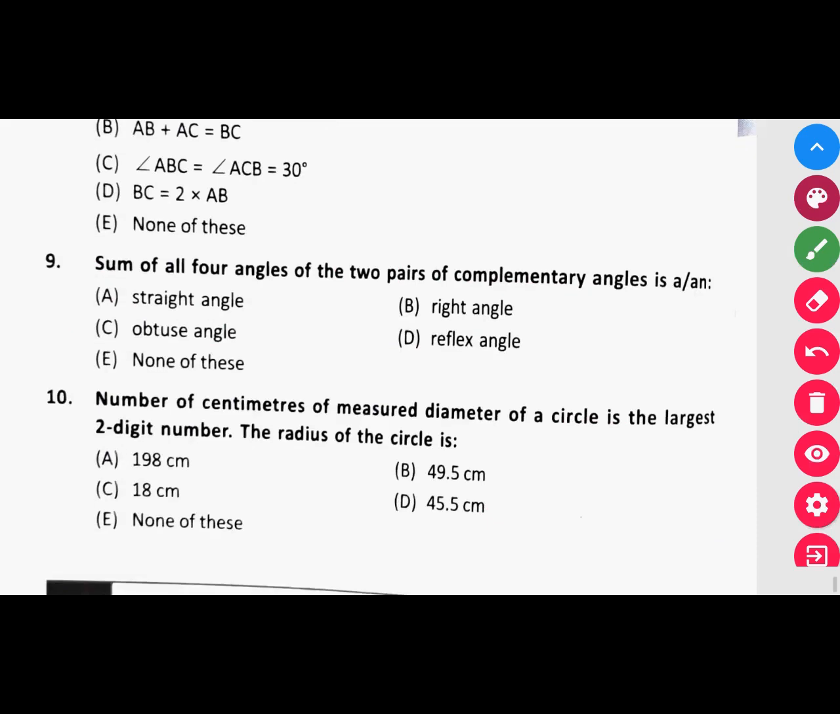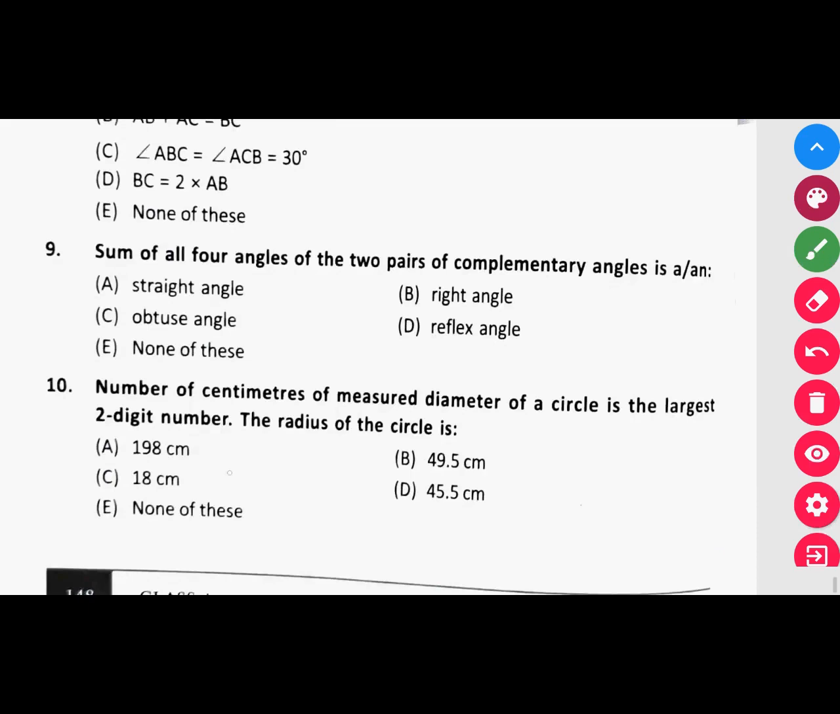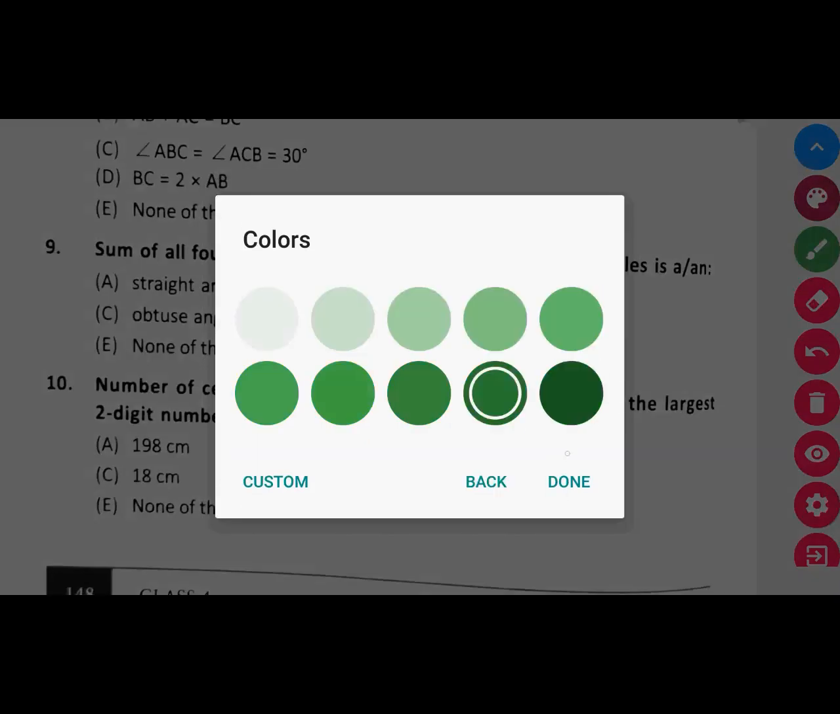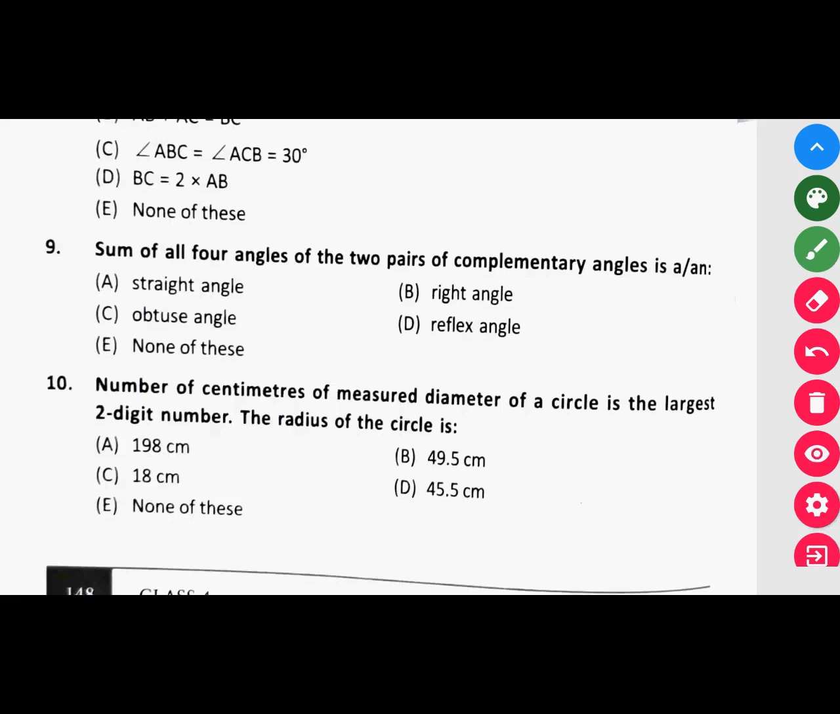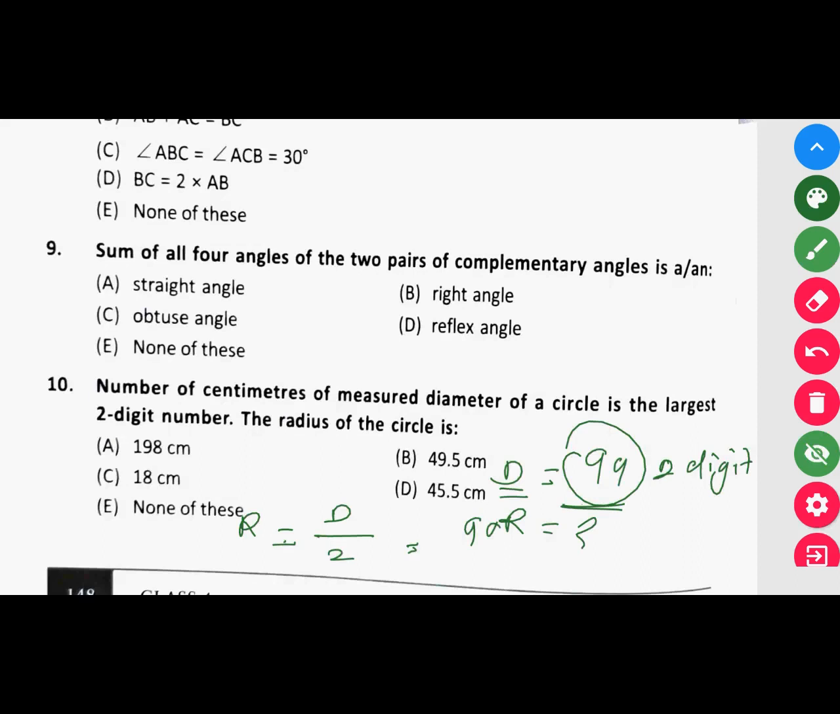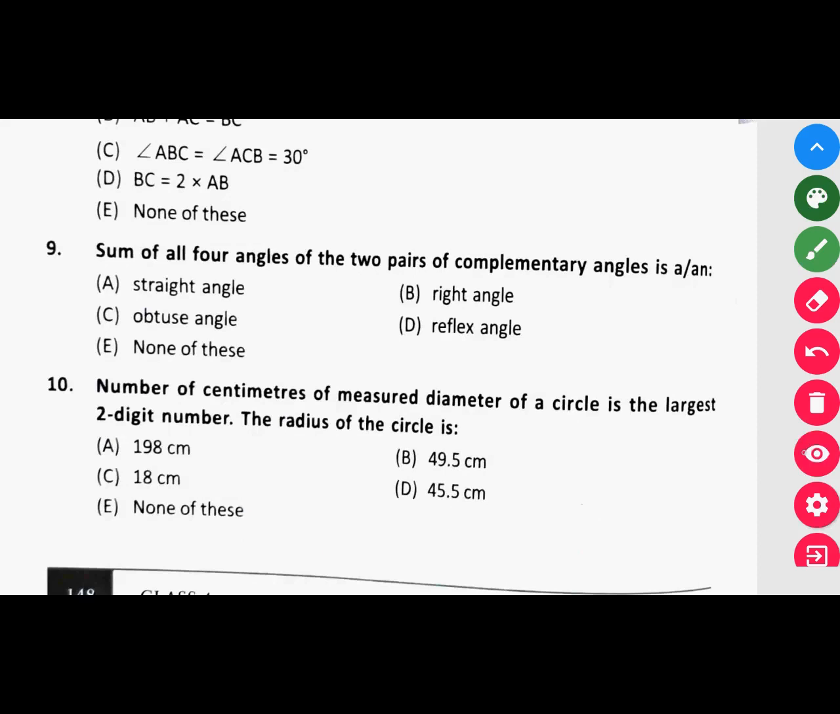Very good. The number of centimeters measured as the diameter of the circle is the largest two-digit number. What is the radius of the circle? Now you tell me, what is the largest two-digit number? 99, correct. So 99 is the largest two-digit number, and if it is the diameter of the circle, we have to find the radius of the circle. As we know, radius is equal to diameter divided by 2. So 99 divided by 2.